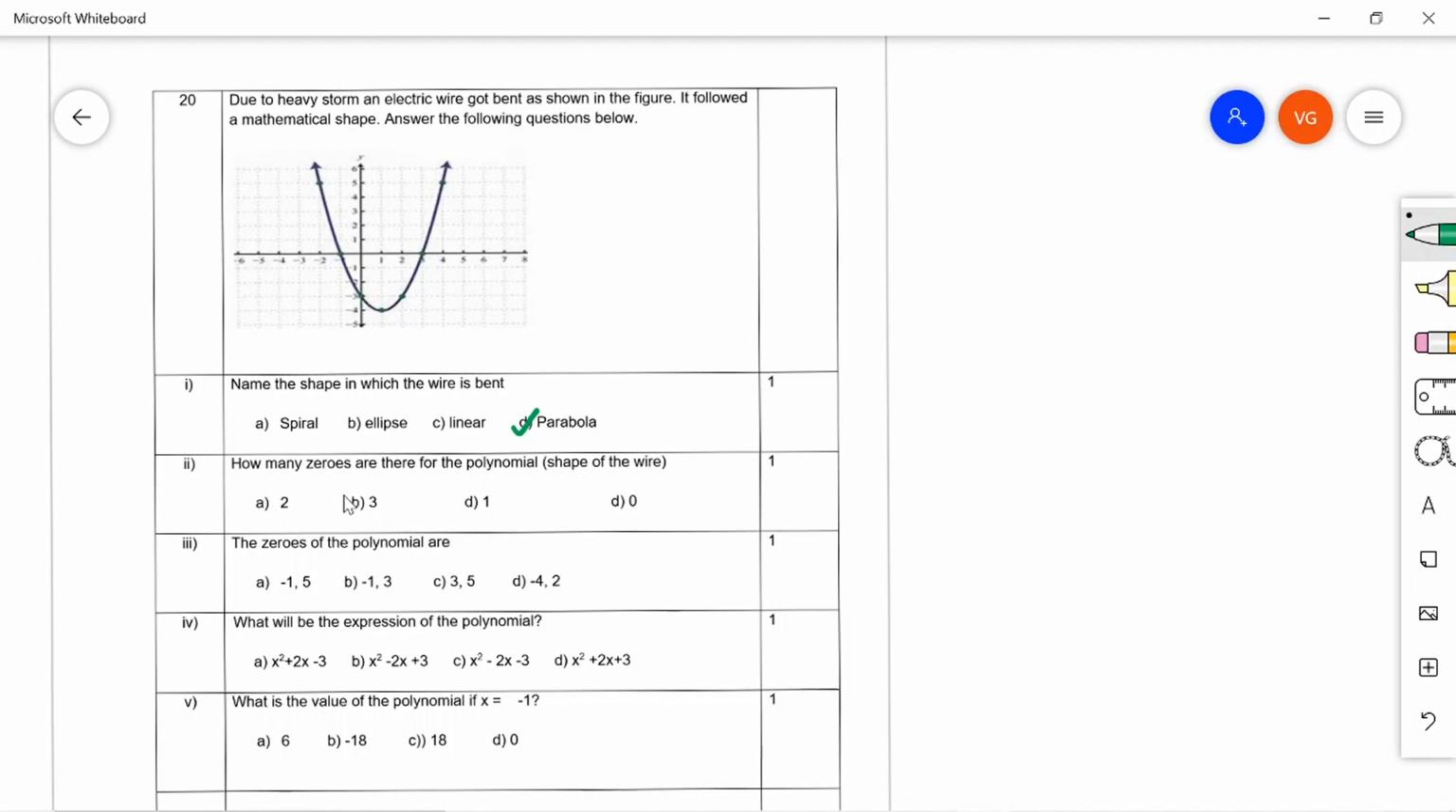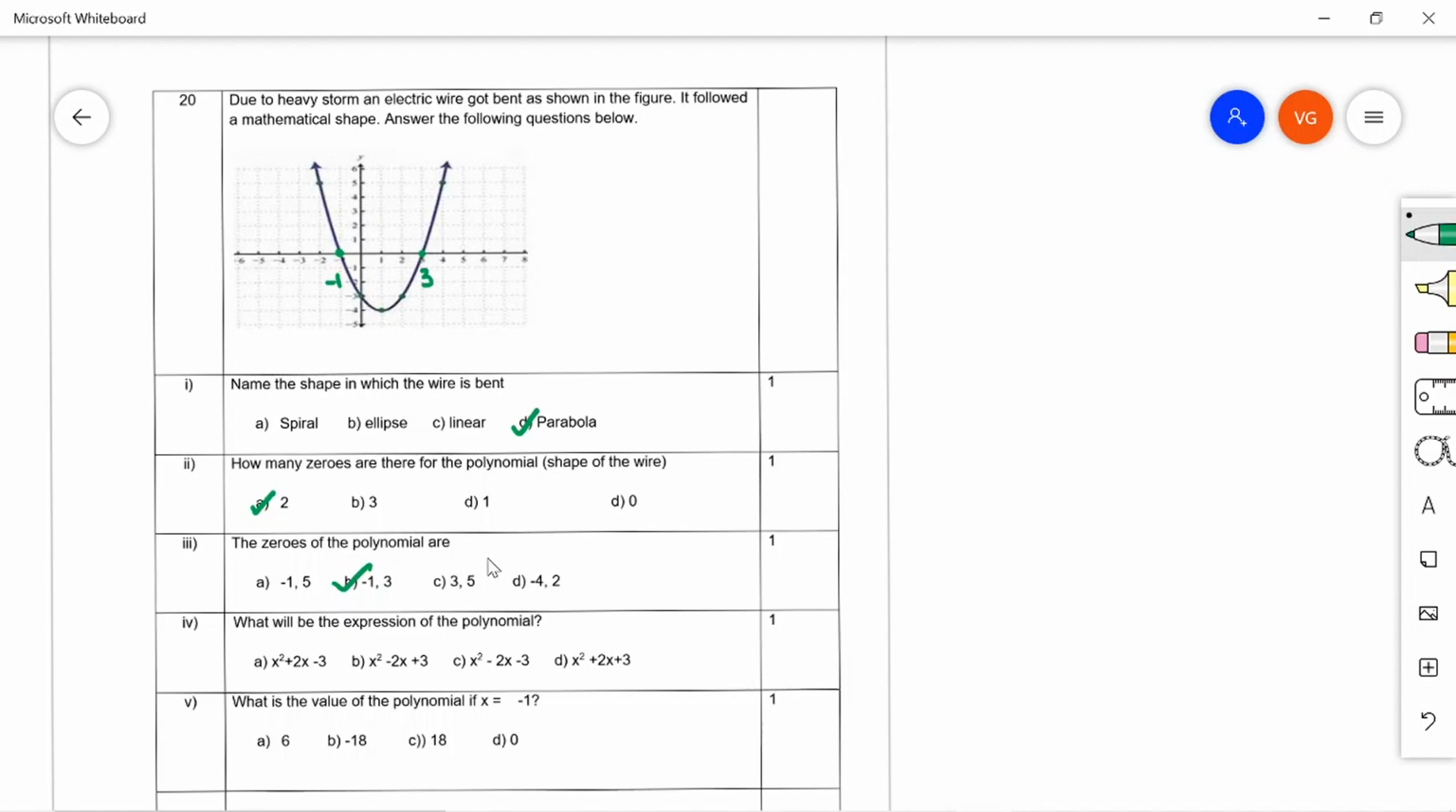The second question is, how many zeros are there for the polynomial? The points where the curve touches the x-axis are the polynomial zeros here. This polynomial curve is touching the x-axis at two places, one at -1 and another at 3. So you have two zeros here. Select option A, which is 2. Next, the third question is, the zeros of the polynomial are? Wherever the curve touches the x-axis, they are the zeros. So that is 3 and -1. So -1 comma 3, option B.